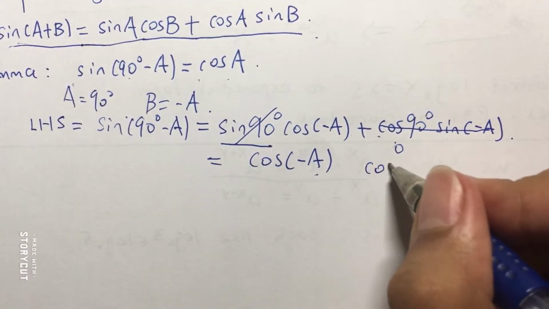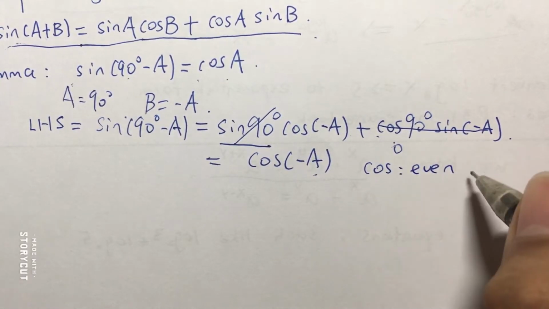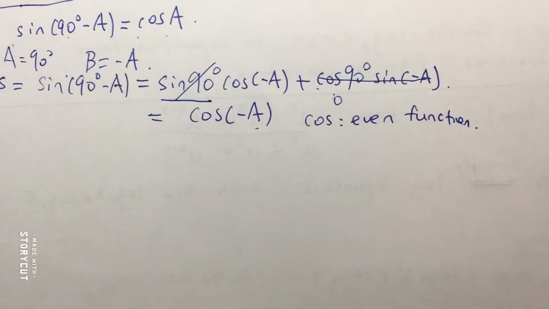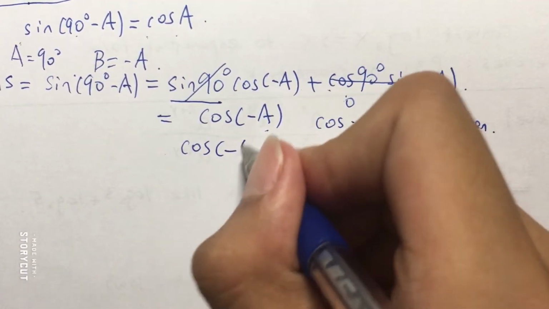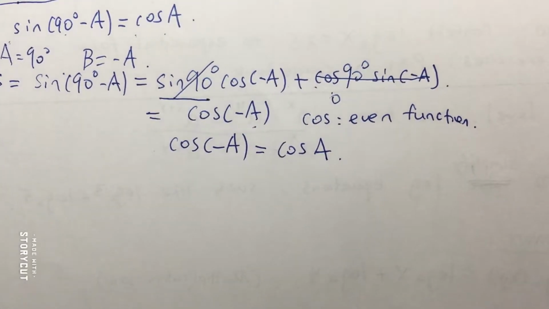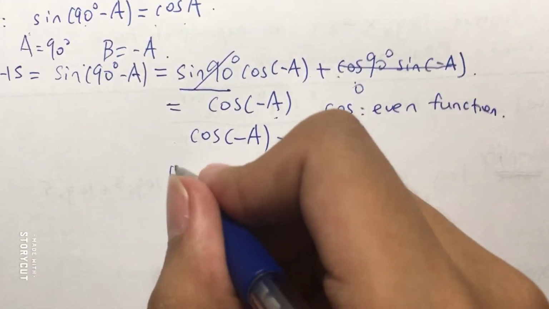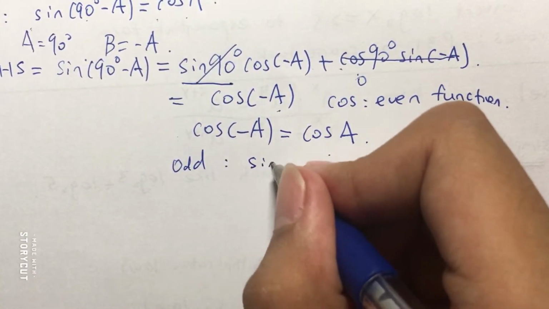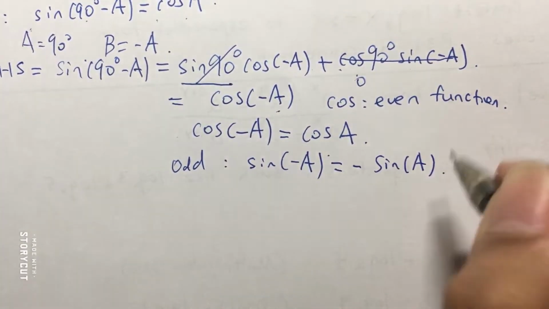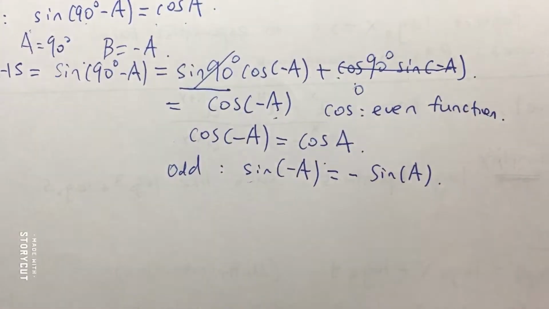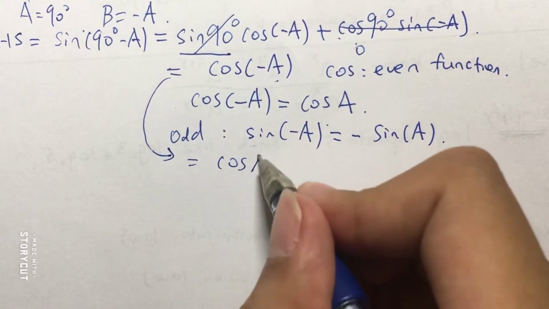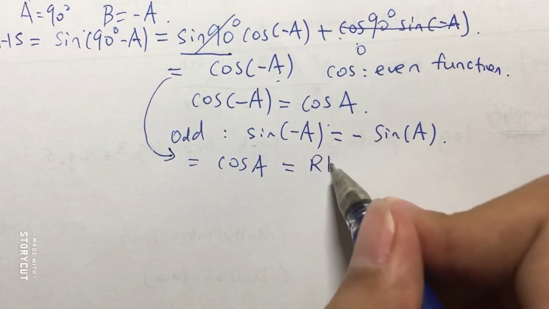However, cosine is an even function. So what does even function mean? We learned this in AS, which means that cosine negative A is equal to cosine positive A. This is for the even function. Odd functions such as sine give you sine negative A equals negative sine A, because sine is an odd function. And so here we get that this is equal to cosine A, which is equal to the right hand side.